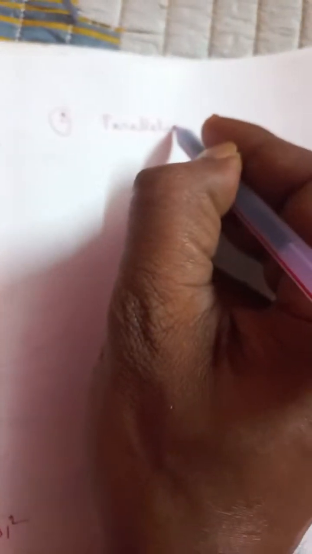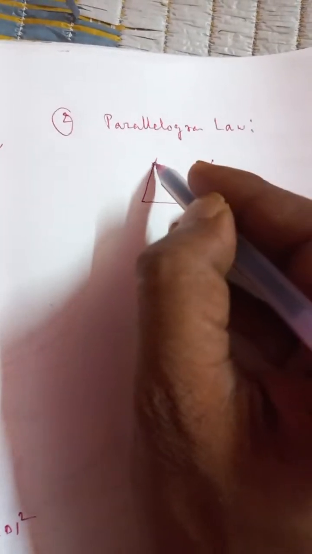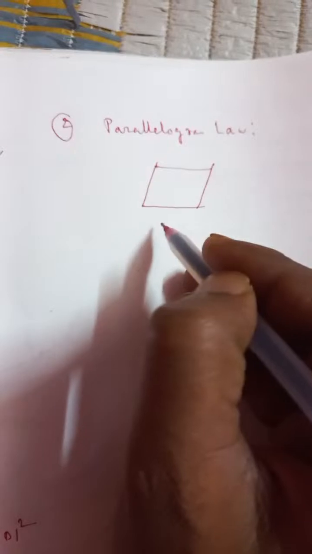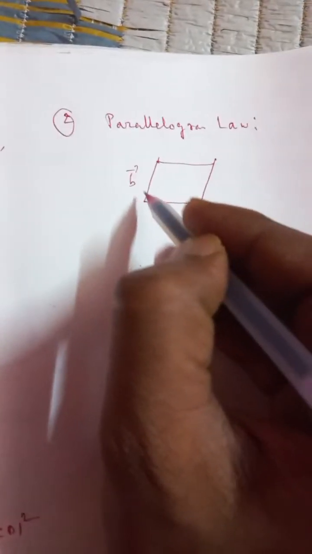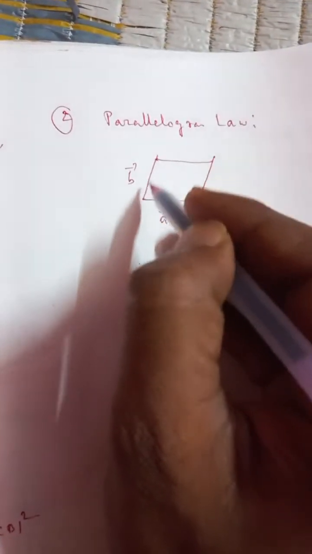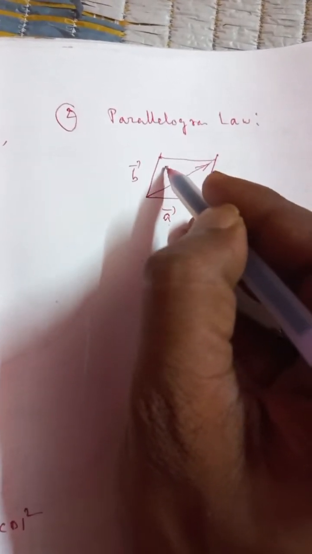Now we have another theorem, which is the parallelogram law. We take a parallelogram, and we take two vectors, vector A and vector B, in such a way that the two adjacent sides of the parallelogram show vector A and vector B. Then the diagonal passing through the adjacent sides shows the resultant vector of these two vectors.